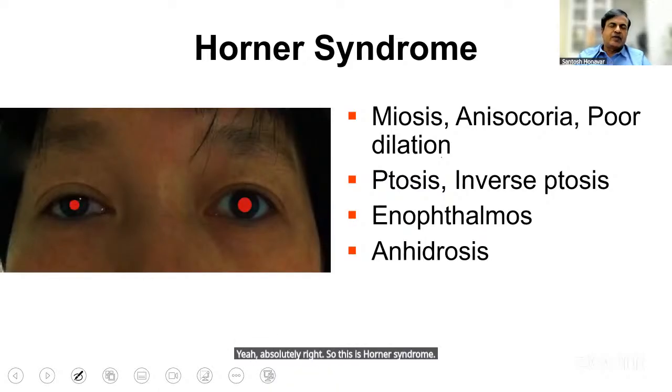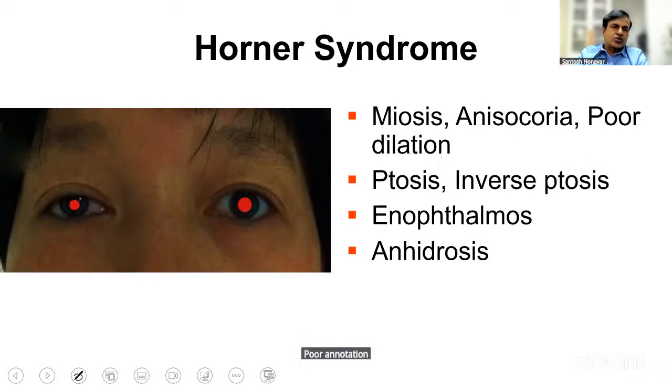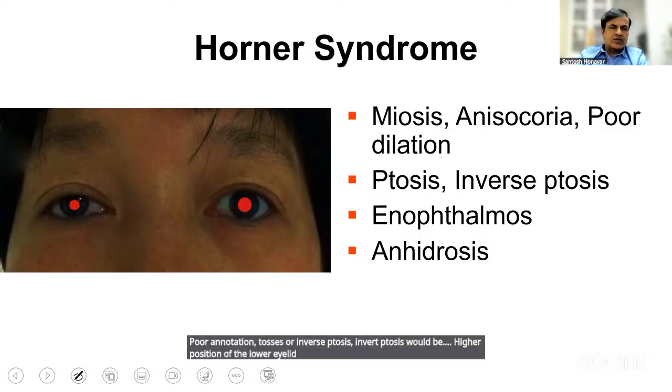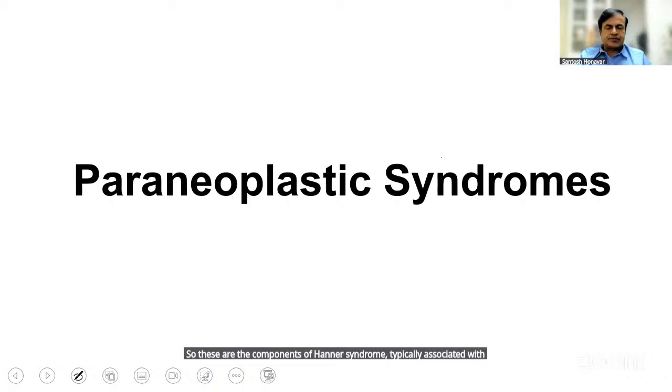So very typical miosis, anisocoria, poor dilatation, ptosis or inverse ptosis. Inverse ptosis would be higher position of the lower eyelid, enophthalmos, and anhidrosis. So these are the components of Horner syndrome, typically associated with Pancoast tumor.